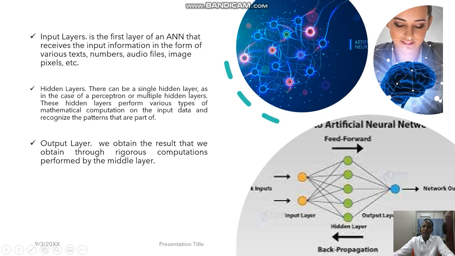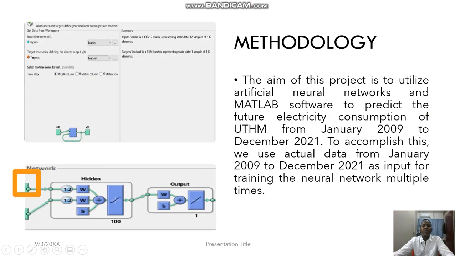And here are our layers. There are 3 layers: the input layer, the hidden layers, and the output layer. The data goes in at the input layer, then goes to the hidden layer, and then to the output layer.